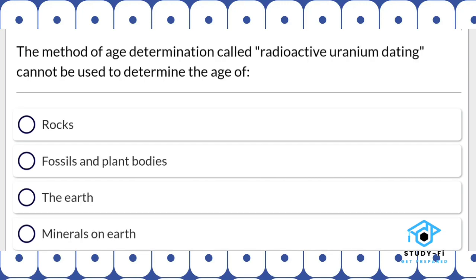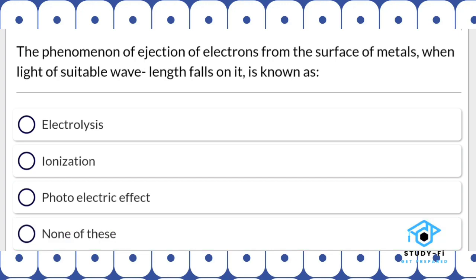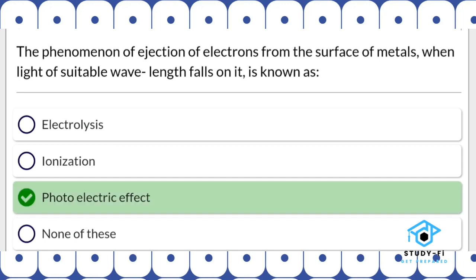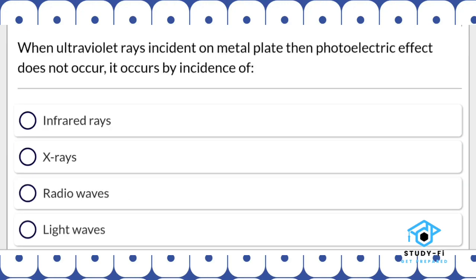The method of age determination called radioactive uranium dating cannot be used to determine the age of minerals on Earth. The phenomenon of ejection of electrons from the surface of metals when light of suitable wavelength falls on it is known as photoelectric effect. The substance used as moderator and coolant both in nuclear reactors is heavy water. When ultraviolet rays incident on metal plate, then photoelectric effect does not occur. It occurs by incidence of X-rays.